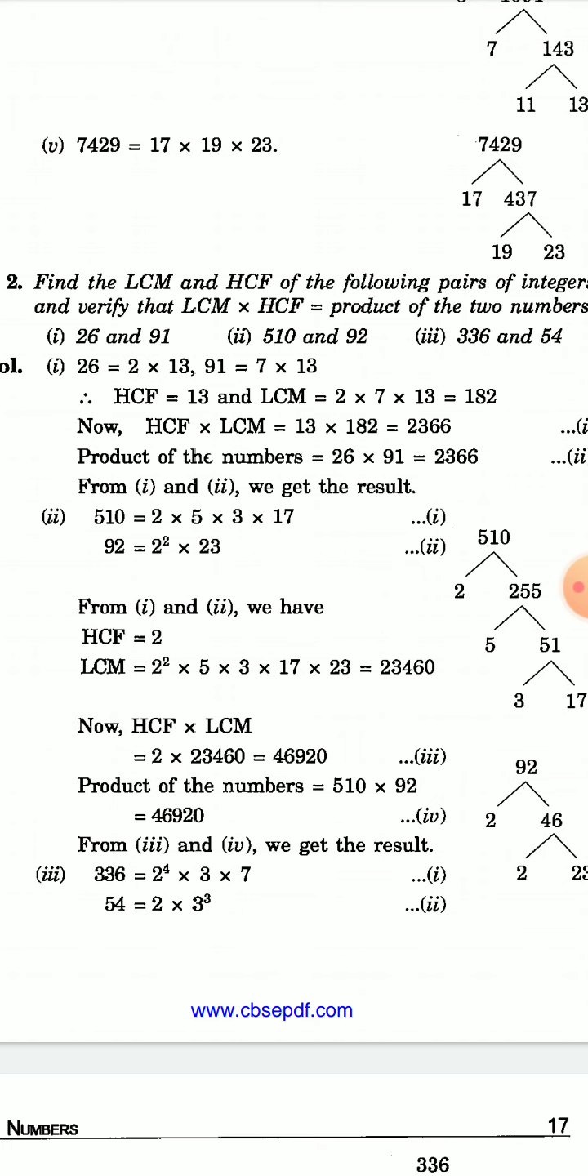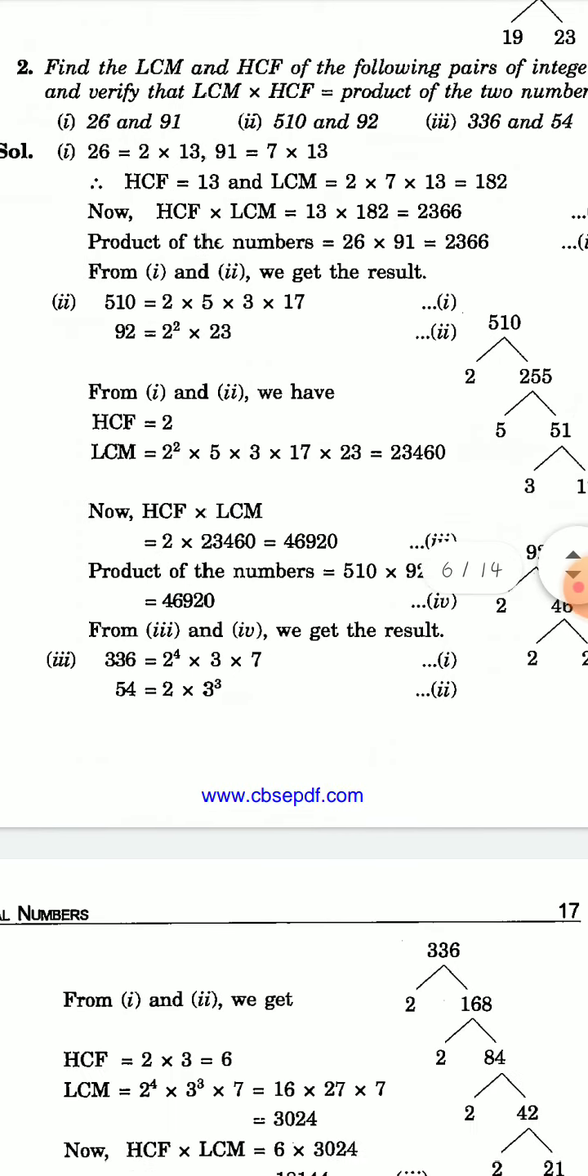Now we will verify the property. The property is HCF into LCM. So when you multiply 2 with 23460, the product is 46920. When you multiply the given numbers, 510 and 92, it is the same, 46920. So we have verified the property, that is HCF into LCM is product of the two numbers. The same will be true for the third part.